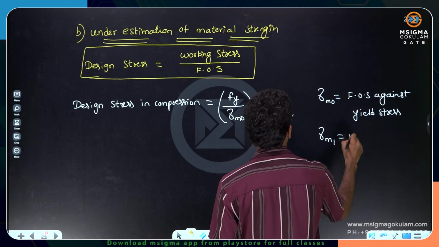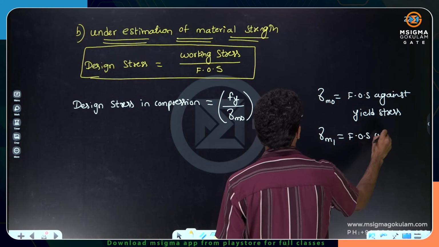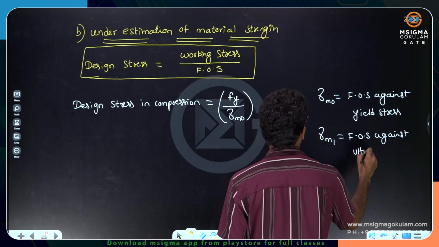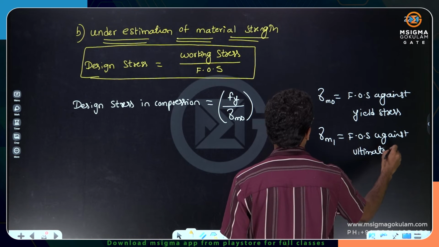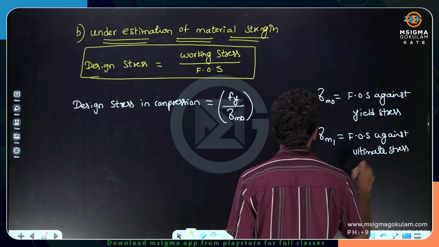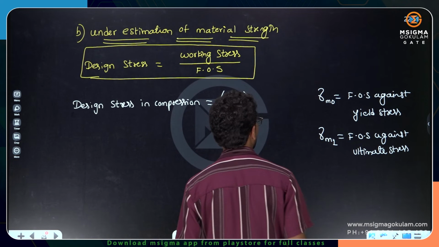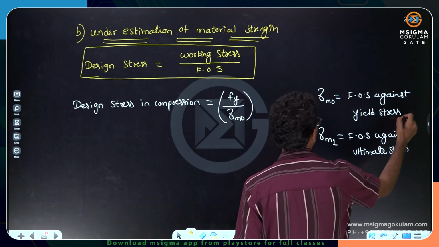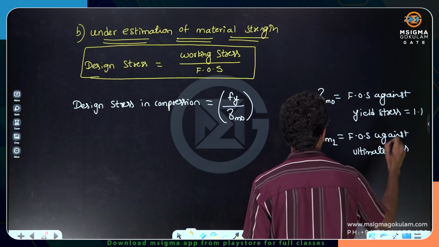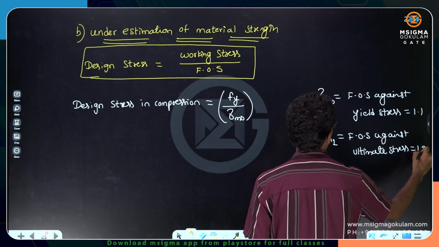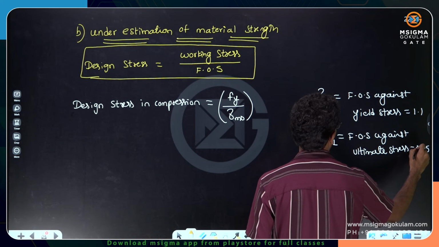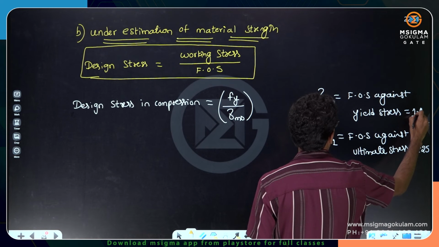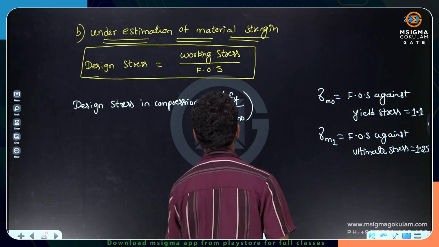Gamma m1 is the factor of safety against ultimate stress. The gamma m naught value is taken as 1.1 every time, and gamma m1 is 1.25. Please understand this. These are the yield stress factor of safety and the ultimate stress factor of safety.